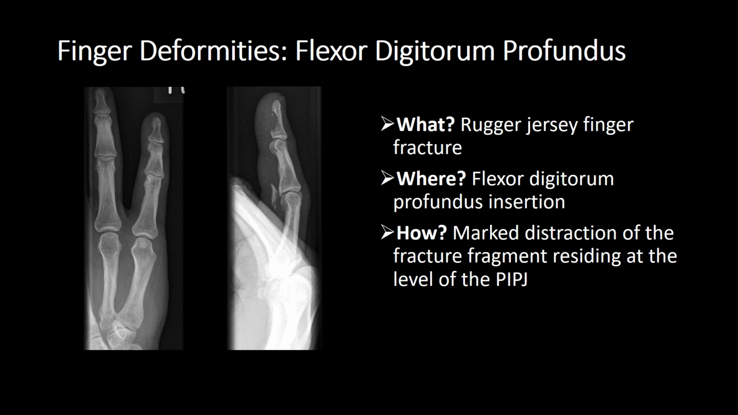So what is it? It's a rugby jersey finger fracture of the flexor digitorum profundus insertion. How? Marked distraction of the fracture fragment residing at the level of the proximal interphalangeal joint.